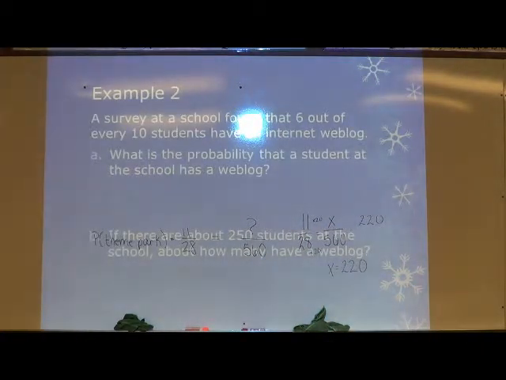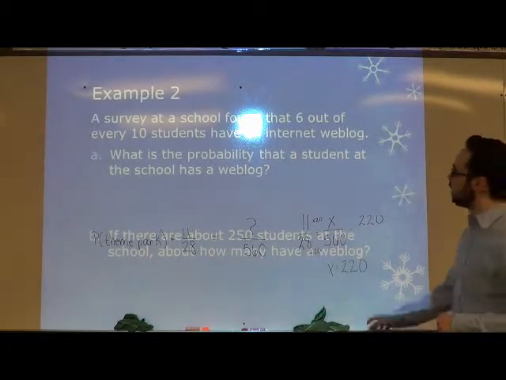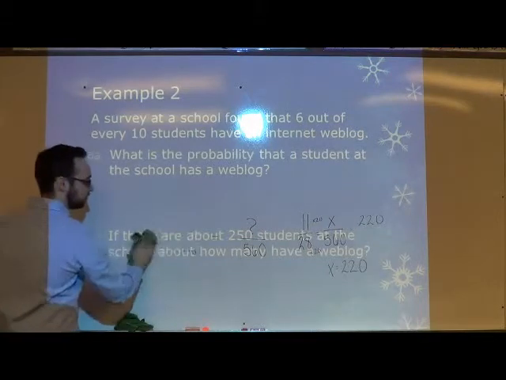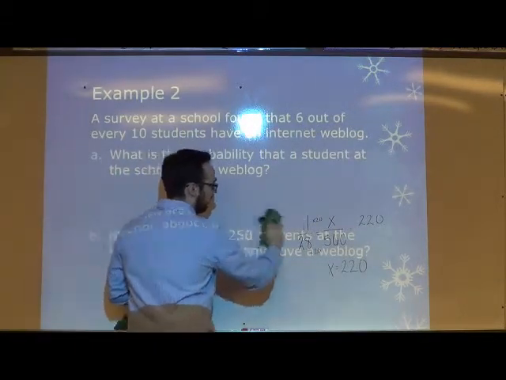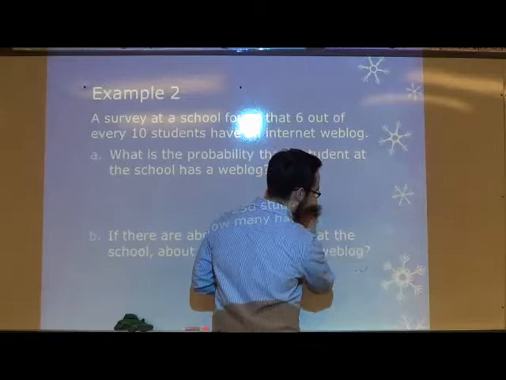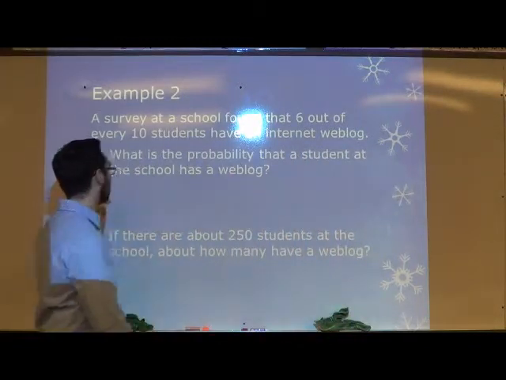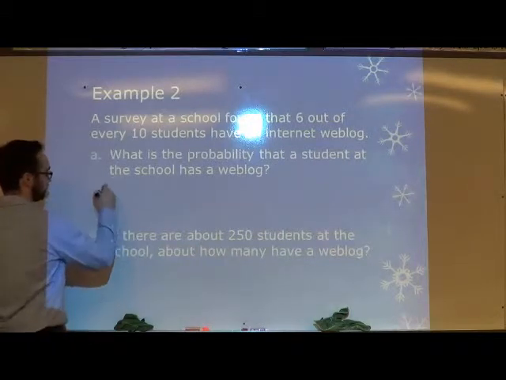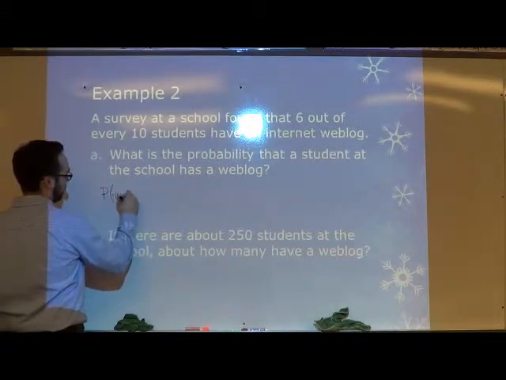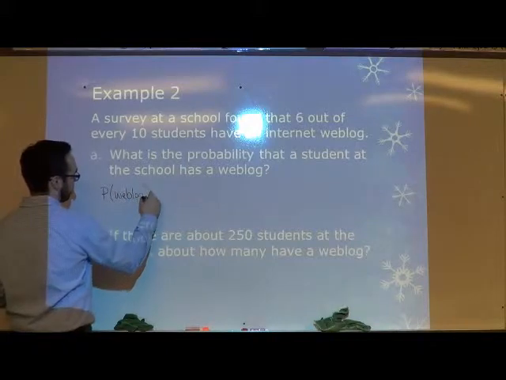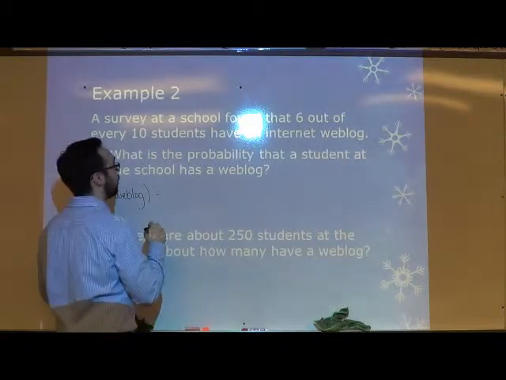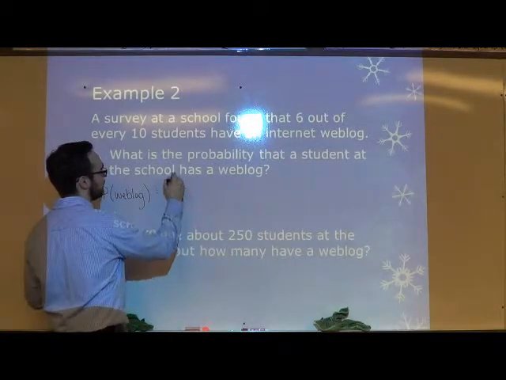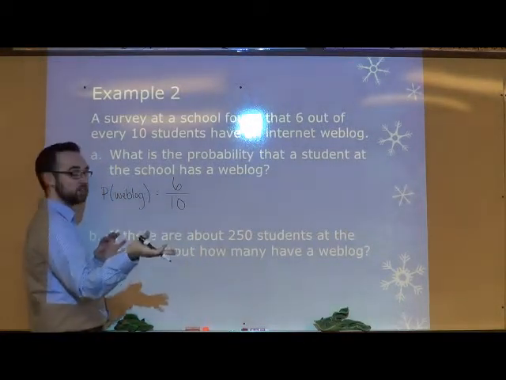Let's go into another example. This one says a survey at a school found that 6 out of every 10 students have an internet weblog. So they first ask us, what's the probability that a student at the school has a weblog? Well, the probability that a student has a weblog is going to be the total number of students that we asked, which was 10, and how many of them had it? 6 of them. 6 out of 10 students had it.